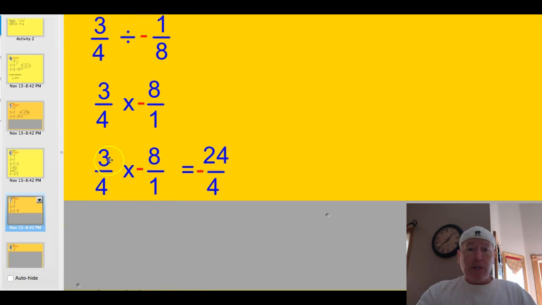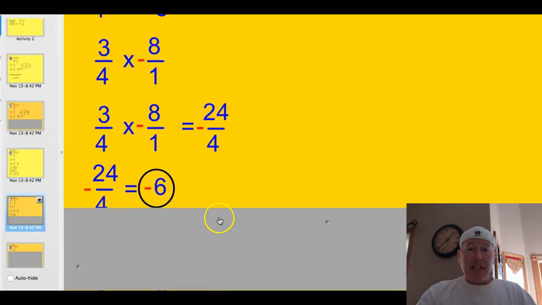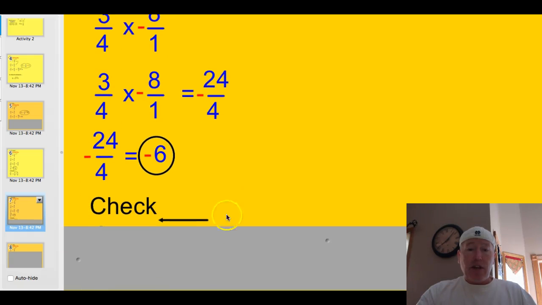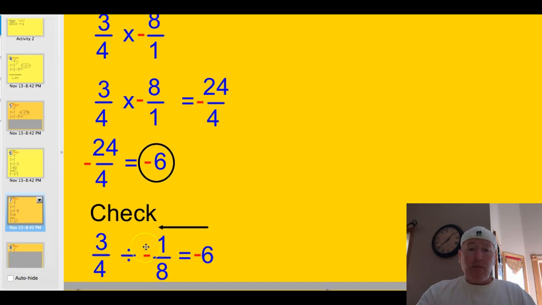Now we'll just multiply straight across. 3 times a -8 would be a -24. 4 times a -1 would be a -4. So you have -24/4. And -24/4 is the same as a -6. Let's just check our answer here. We took a -6 times a -1/8. That would be -6/8, which is the same. A negative times a negative here would be a +3/4.